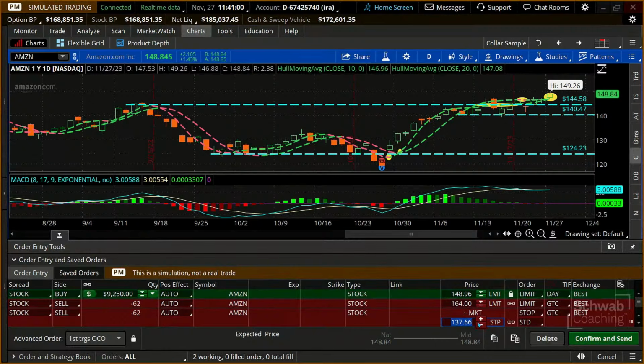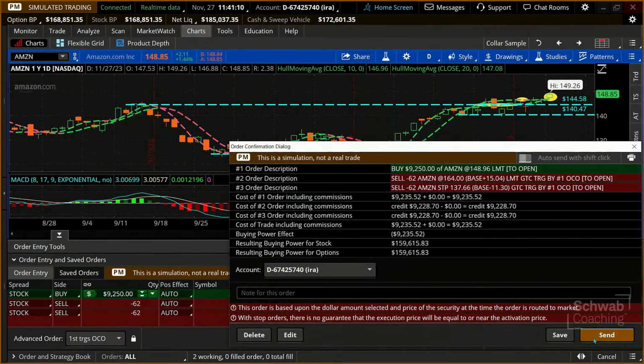Okay. Now, what we're going to do in this example, we're going to take the same capital size that we talked about last Monday, 92.50. There's the shares. I'm going to confirm and send. And now let's read those orders in red. We know that the position size is based upon a dollar amount. We talked about that. Stop orders, there's no guarantee. The execution price, what it fills at, is equal to the activation price, which is the stop in this example.